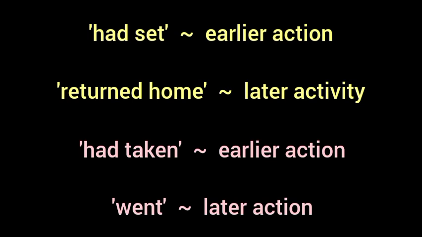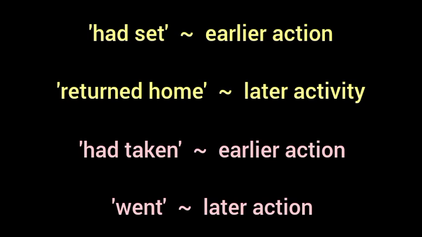And here in the first sentence, the setting of the sun is the earlier action, so had set is in past perfect tense, and the farmers returning home is the later action, so returned is in simple past tense. And in the second sentence, my taking breakfast is the first or earlier action and going to school is the later activity, so had taken is in past perfect tense and went is in simple past tense. So the concept is clear now.